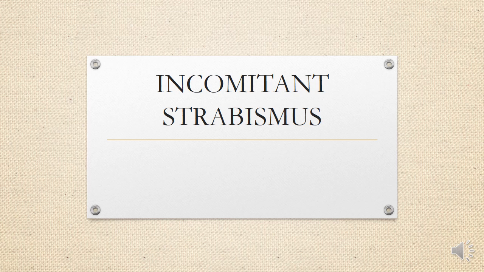In incomitant strabismus, as I said earlier, whenever there is a different amount of deviation in different gazes which is manifest, that is what is called an incomitant deviation. So in that you will see that when you ask the patient to look in primary gaze, the amount of deviation would be one thing, but as you ask the patient to look into different gazes, the amount of deviation will start differing from the original one.